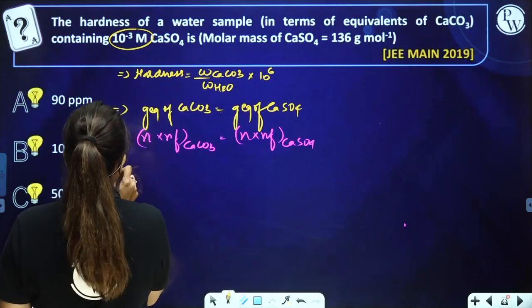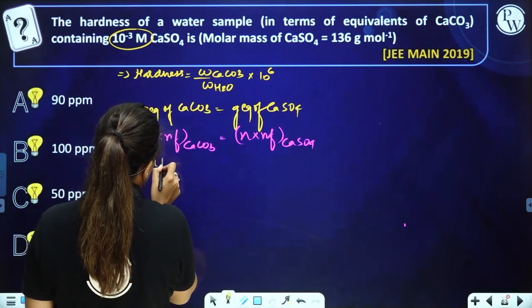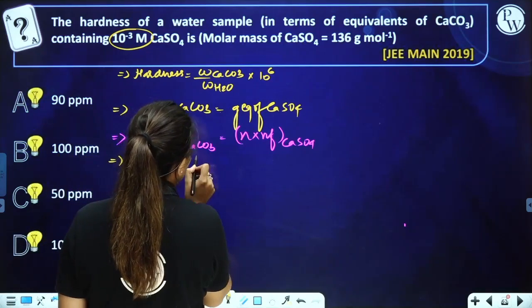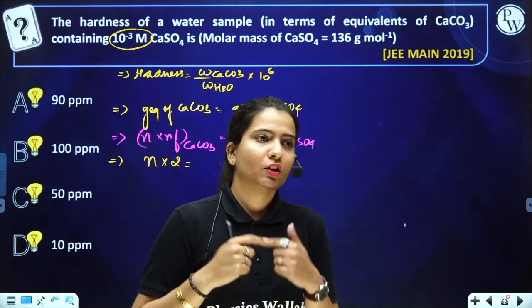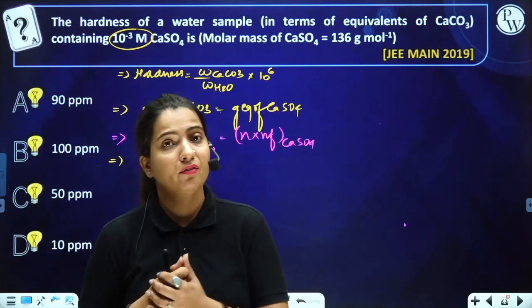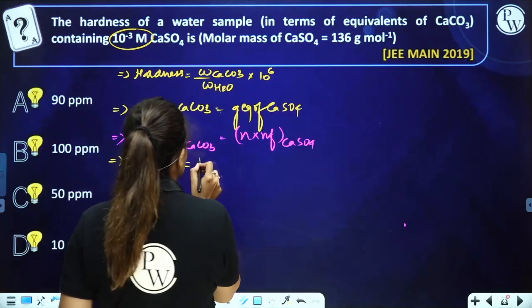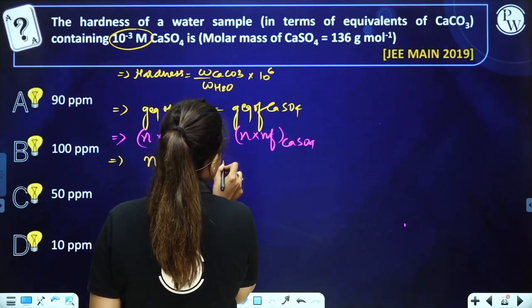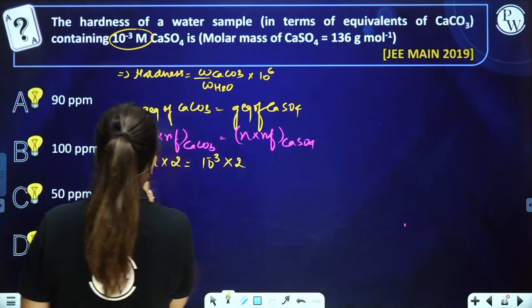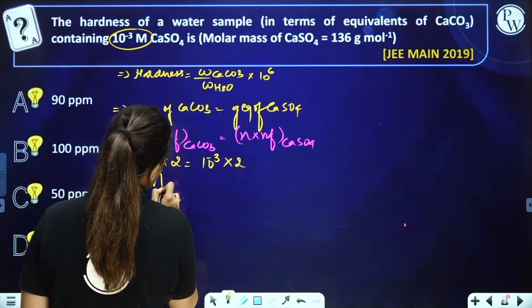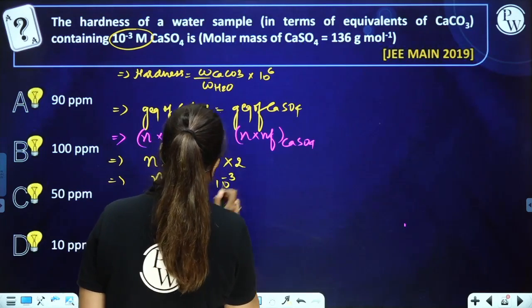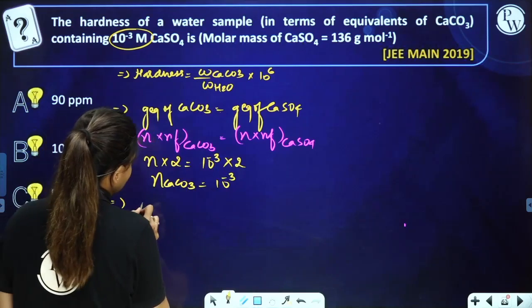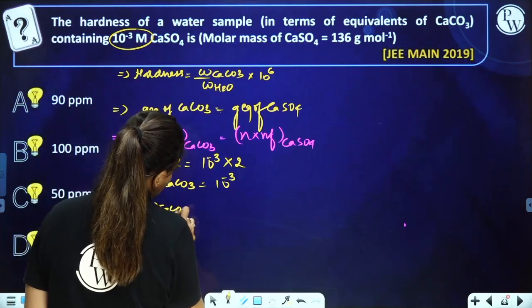Now we have to calculate the moles. The n factor of calcium carbonate is 2. Moles here: 10 to the power minus 3 molar solution means 10 to the power minus 3 moles are present in 1 liter of the solution. So moles will also be 10 to the power minus 3 into 2. So you can simply say that the moles of the calcium carbonate is coming out to be 10 to the power minus 3.